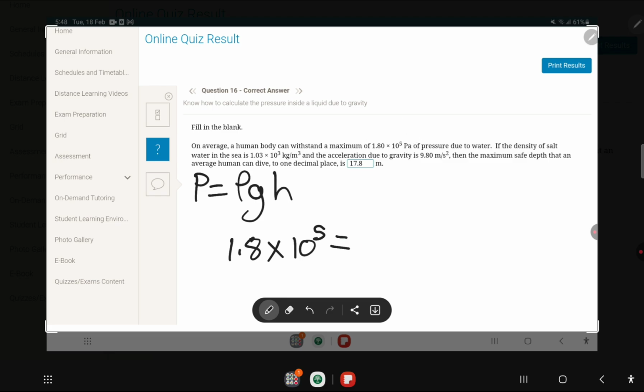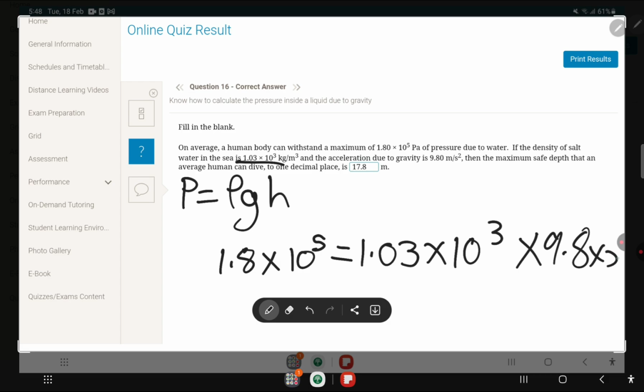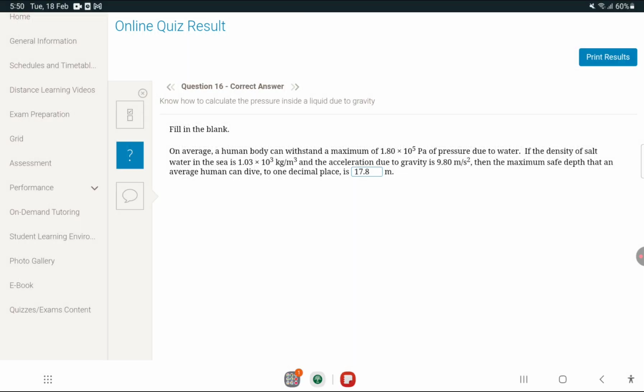what is the density? The density of salt water, if you read here, is 1.03 times 10 to the power of 3. And the acceleration due to gravity is 9.8. So use the gravity here, 9.8. And the height, we want to find it, so use x. If you plug it into the calculator, you get 17.8. Okay, on to the next.